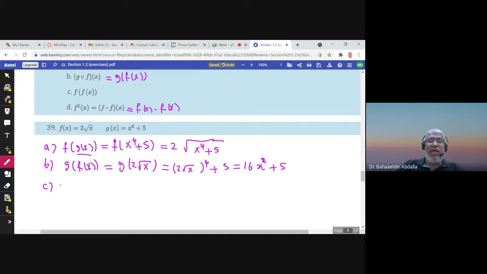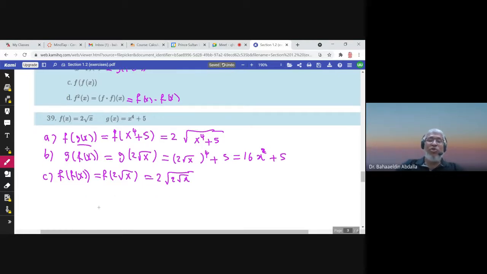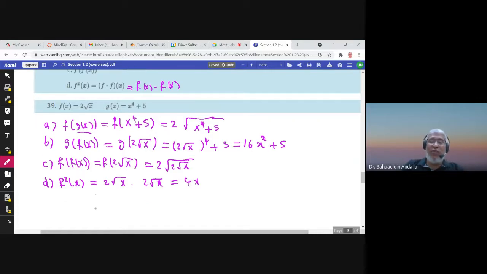Now, see f of f of x. We write f and we put the definition of f of x, which is 2 square root of x. And then to find f of 2 square root of x, we replace x by 2 square root of x. So we have 2 square root, and we replace x by 2 square root of x. So this would be the solution of part C. Finally, f square x would be f of x times f of x, which is 2 times 2, 4, and square root of x times square root of x will give you x.